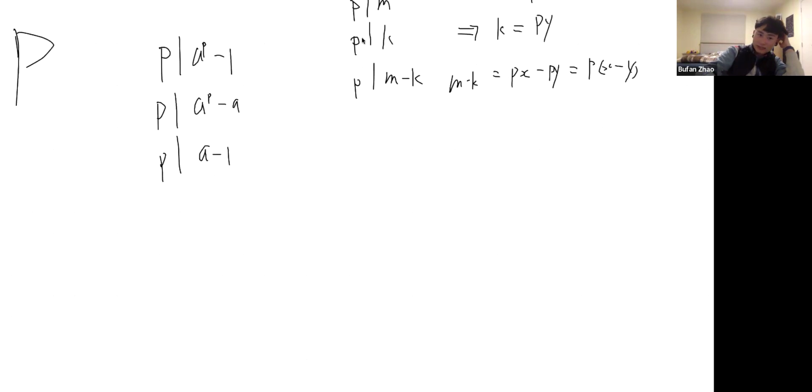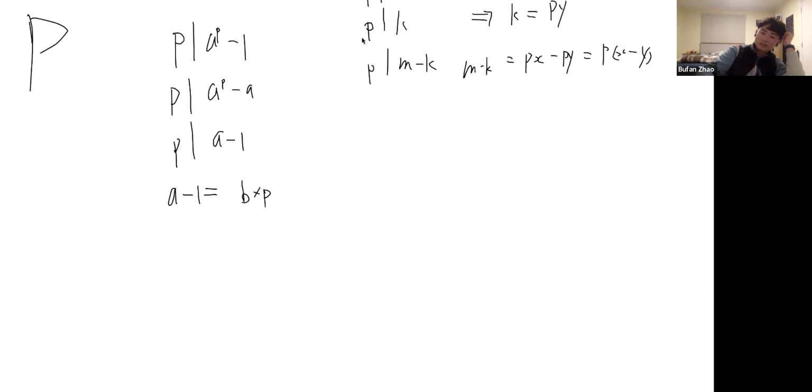So let's say a minus 1 is equal to, no. Can someone give me a variable name? Like, what's your favorite letter? That's not a or p. Type your favorite letter in the chat, guys. All right, B, why not? Let's use B. Let's say a minus 1 is equal to B times P, because we know that P divides a minus 1. Now, what is a? a is BP plus 1, right?